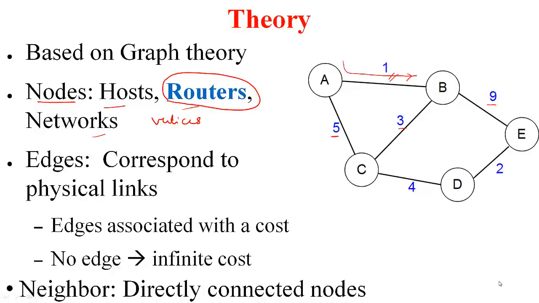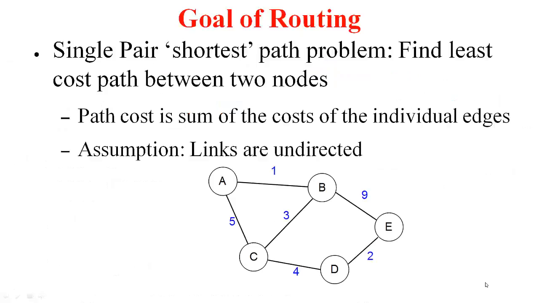Another term that we will use is neighbors. A node has certain neighbors, which are the nodes that are directly connected to this. So for example, the neighbors of node A are node B and C because it has direct links with them. So what is the goal of routing? Basically, it looks into finding the least cost path between two nodes. And the cost of a path is nothing but the sum of the costs of the individual edges.